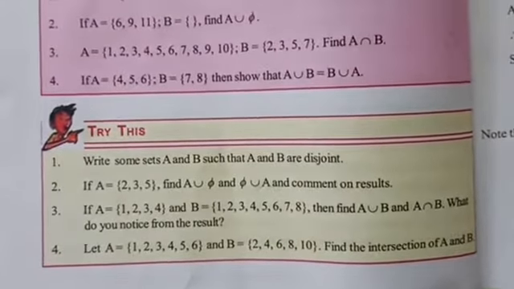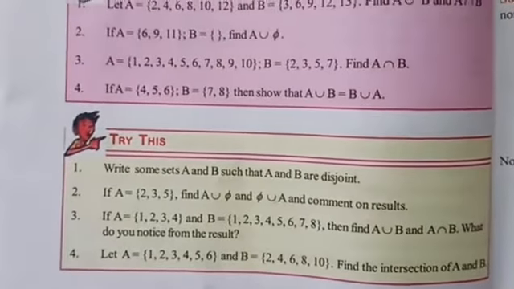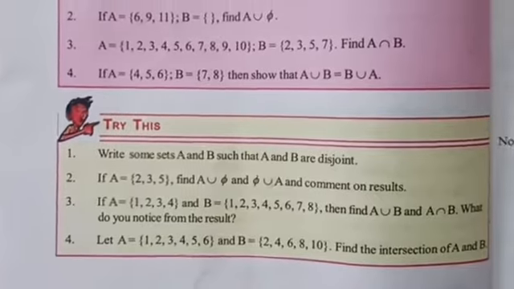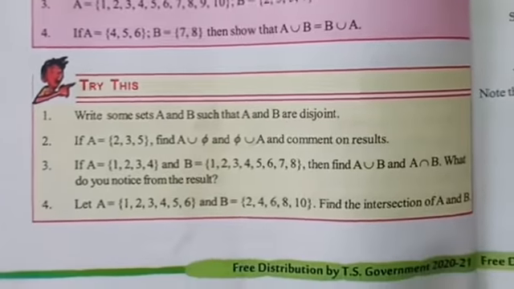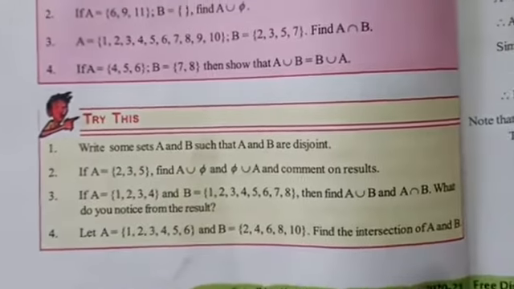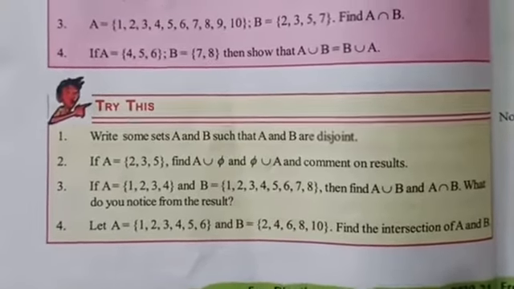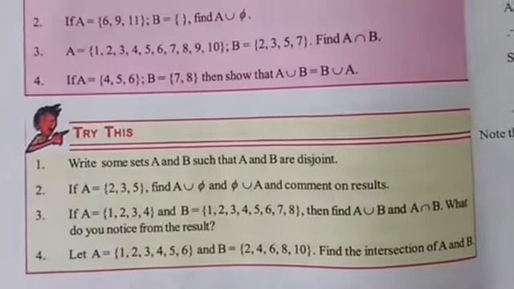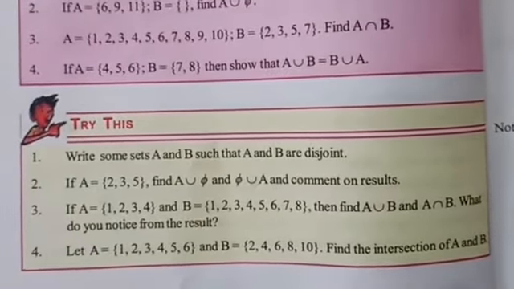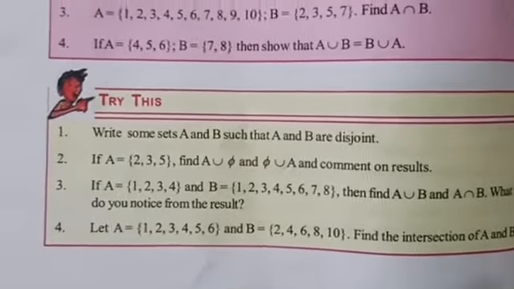Second one: A union pi and pi union A, and comment on the result. A union pi is A, pi union A is A. So A union pi equal to pi union A. Third one, A union B and A intersection B. What do you notice from the result? Here A is a subset of B, then you can get A union B equal to B and A intersection B equal to A. Already we discussed. Fourth one, this is your homework. Do this and try this.